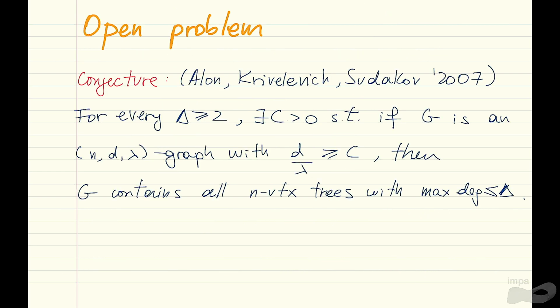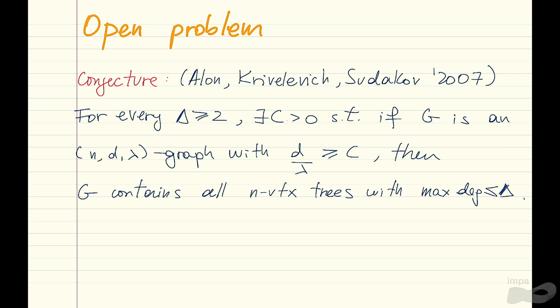Okay. So let me show you an open problem here, because actually this was the original motivation for us to introduce this technique. Now we know the Hamiltonicity problem is solved. At least to me, the next step would be to try to find spanning trees. This was conjectured by Alon, Krivelevich, and Sudakov in 2007. They conjectured that the same threshold for Hamiltonicity is also true in this case.